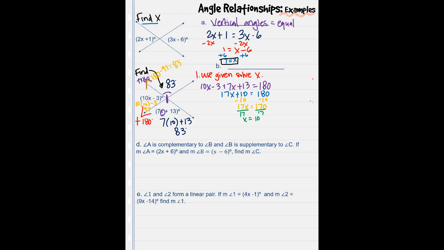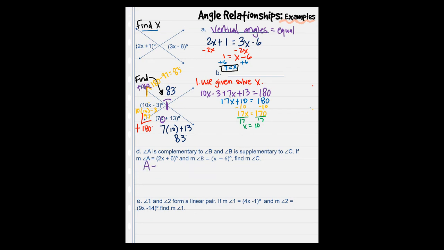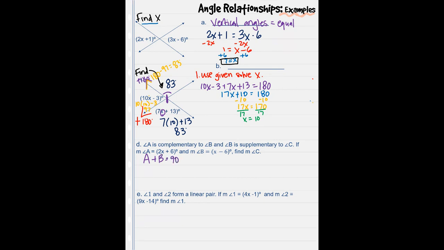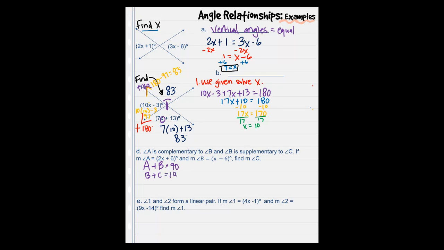let's see, D, which should have been C. A is complementary to B, angle B. Okay, so let's write out that complementary angle A is complementary. So they add up to 90. And B is supplementary to C. So that means that B and C add up to 180.